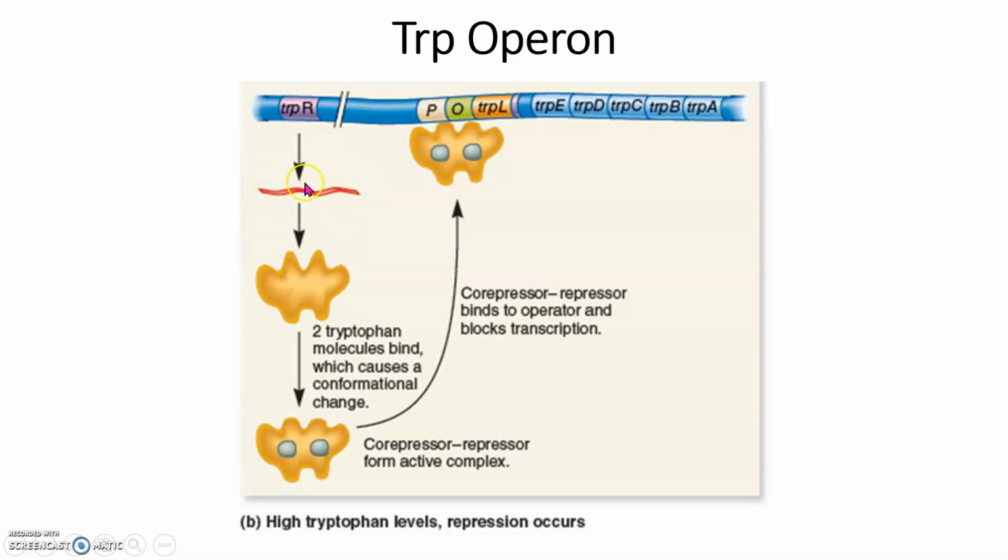If we have high levels of tryptophan, that tryptophan serves as a co-repressor, so it binds to the repressor, changes its shape, allows it to bind to the operator. When the tryptophan-bound repressor binds to the operator, we turn it off.